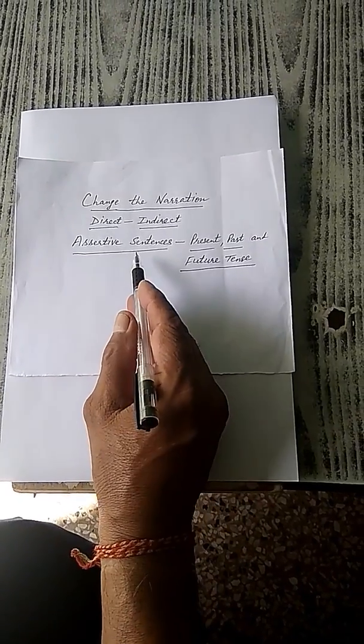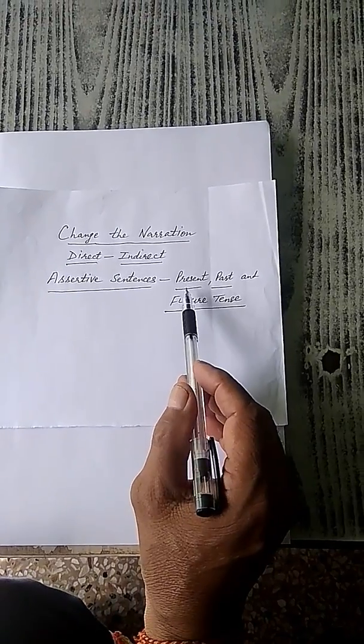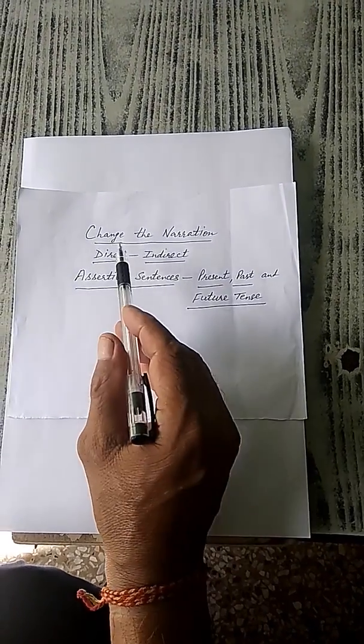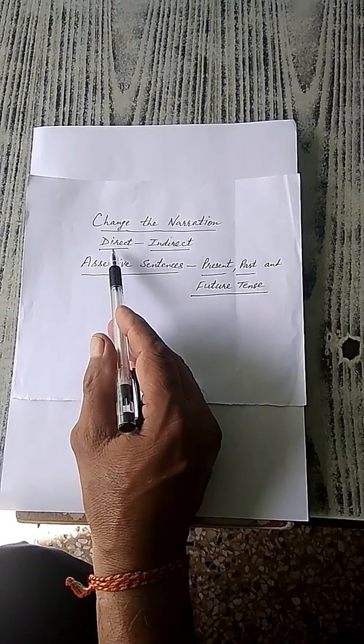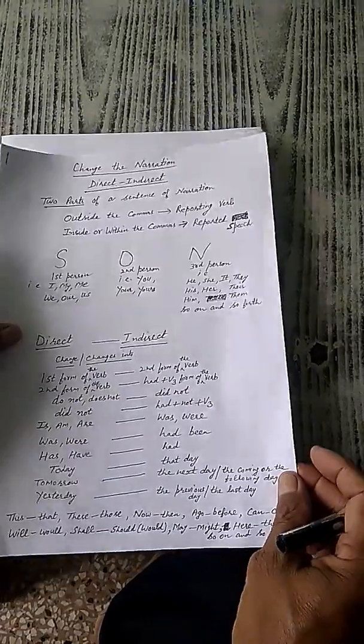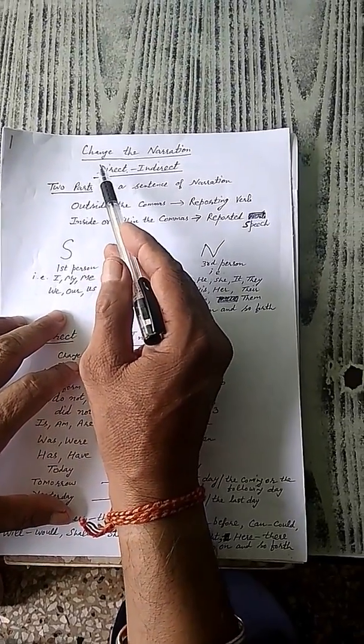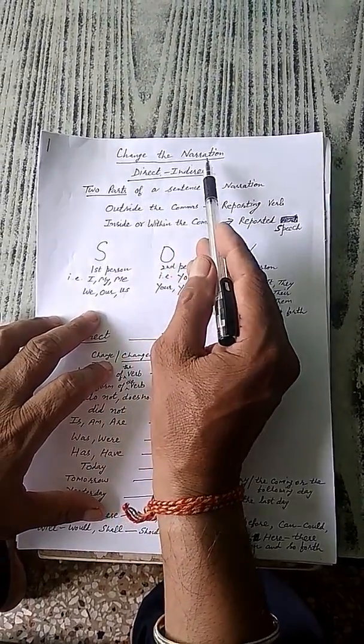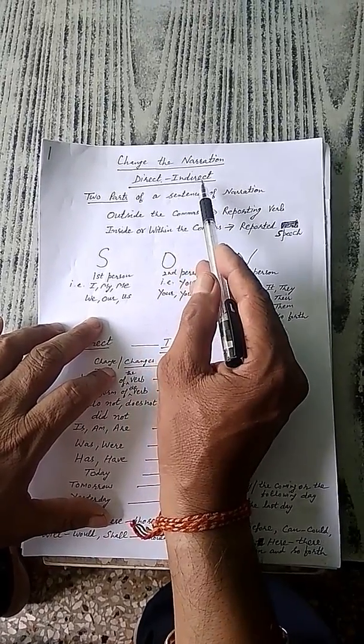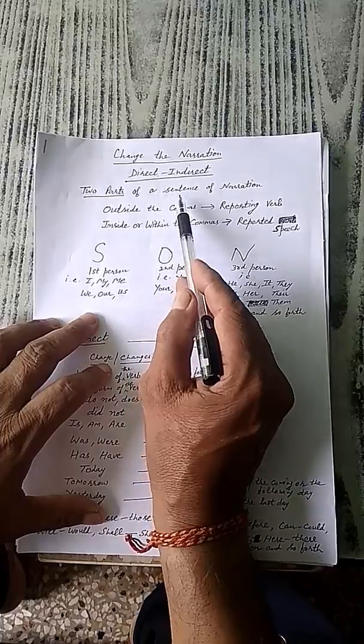Dear friends, today I have come among you with a useful video on English grammar. In this video, I am going to throw light on assertive sentences, present, past and future tense, while changing the narration, that is direct, indirect. There are two parts of a sentence of narration.